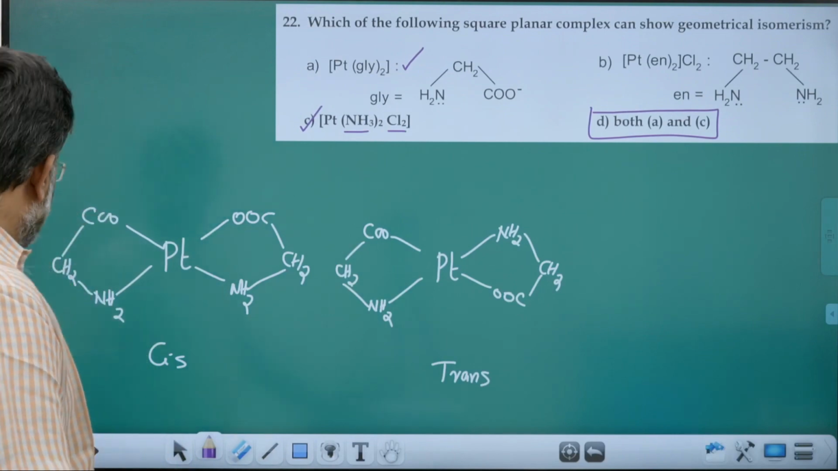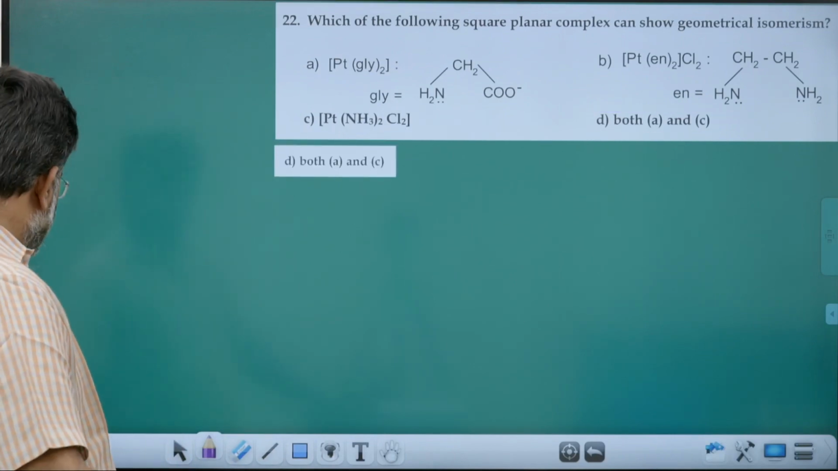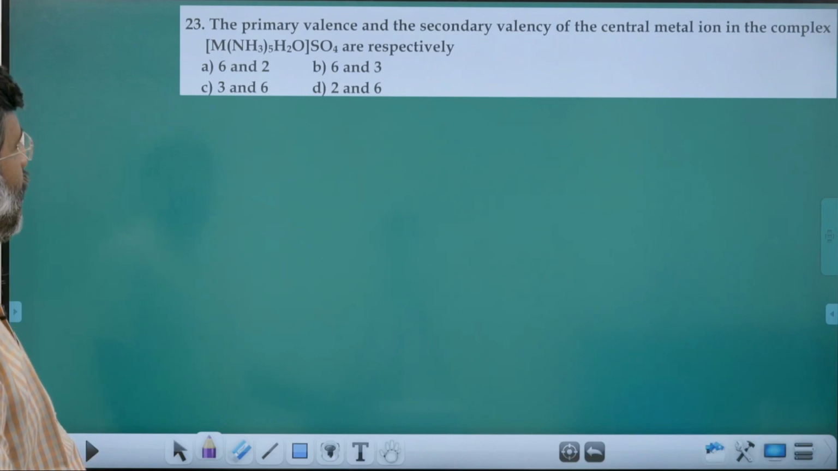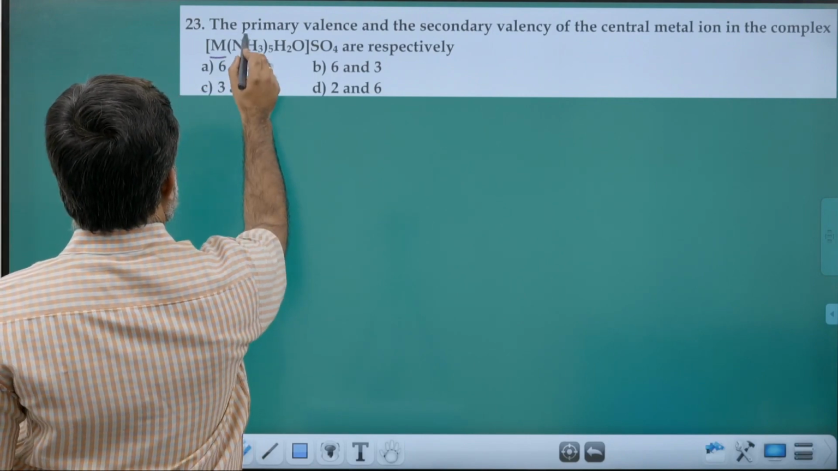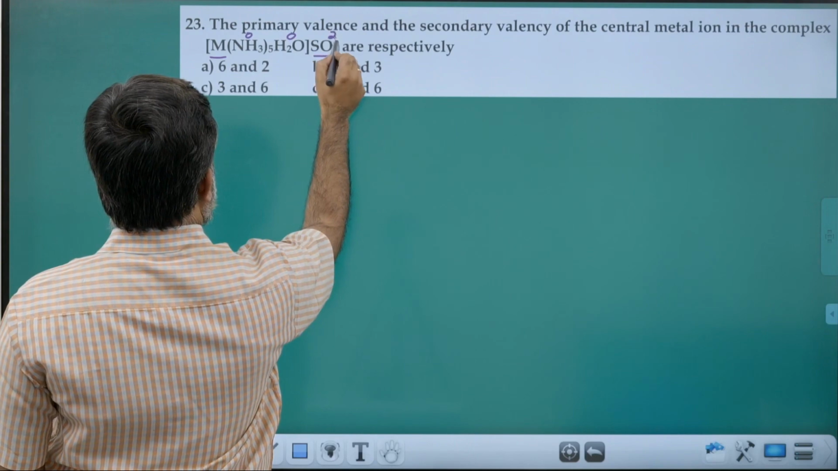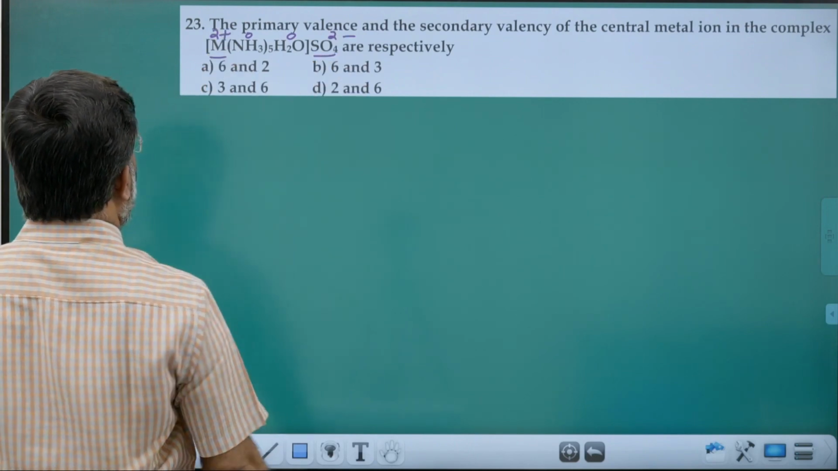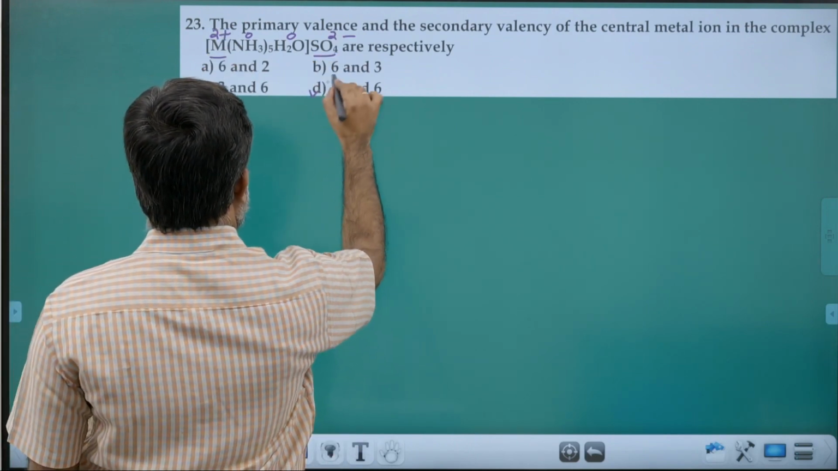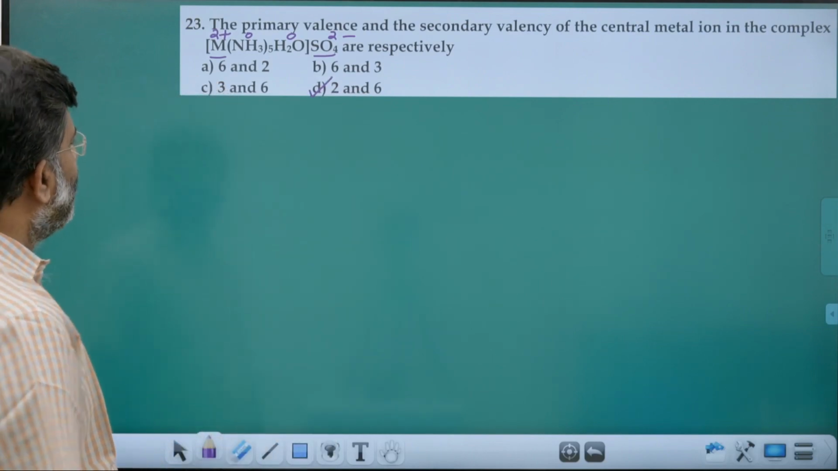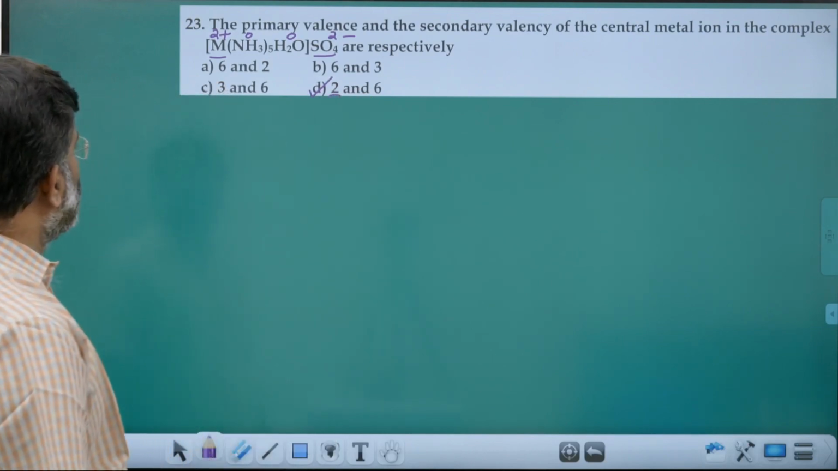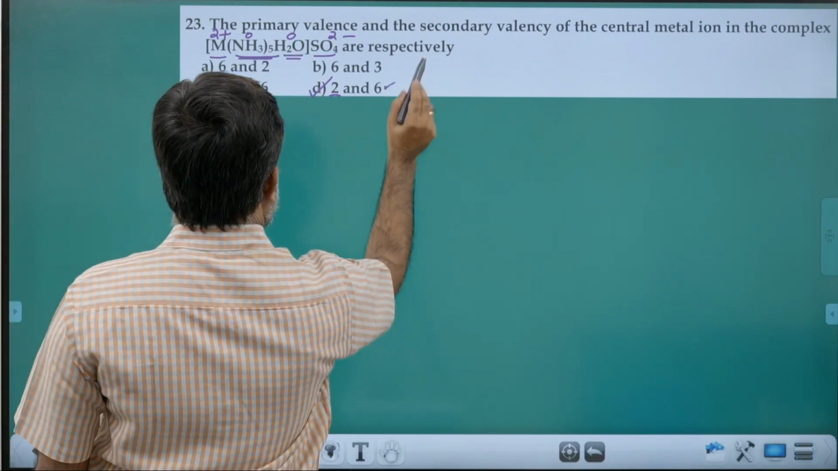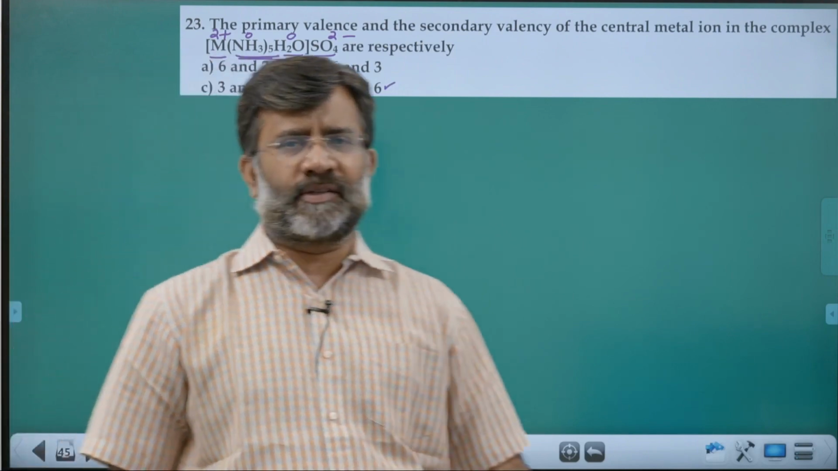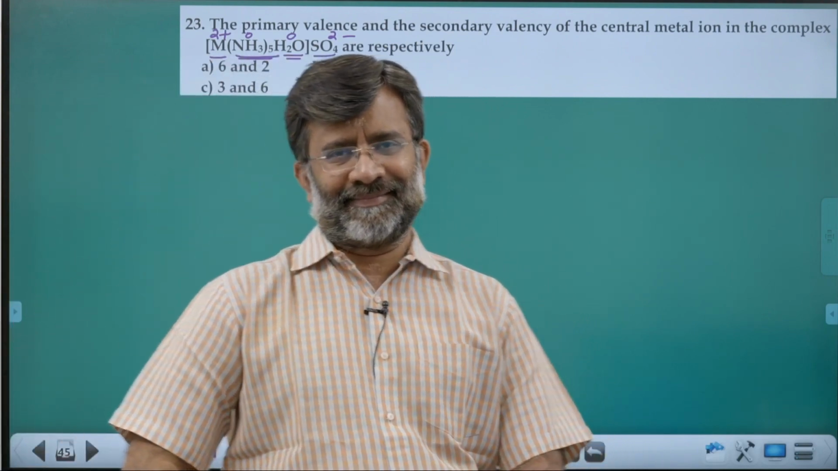Next question. The primary valence and secondary valence. Primary valence means oxidation number. This is neutral, sulfate 2 minus, so this is 2 plus, primary valence is 2 plus, so the answer is option D. Because primary valence 2, only one choice. What about secondary valence? 5 ammonia and 1 water molecule. Secondary valence is 6, it is 2 and 6. Simple question. Next.